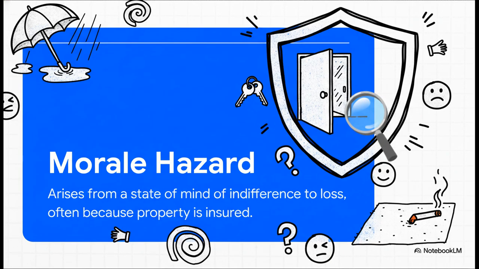And then there's the third type, and honestly, this might be the most common one of all, morale hazard. Notice the spelling, morale with an E. This is way more subtle. It's not about being a criminal, it's about being careless. It's that state of mind, that indifference to loss, that who cares attitude that people get specifically because they know they're insured. It's carelessness, not criminality.